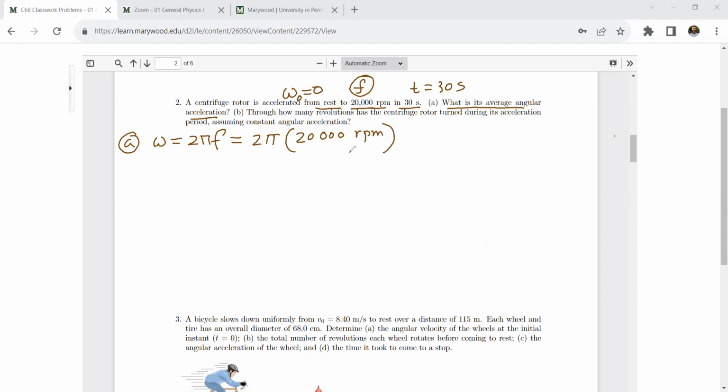Now you know that RPM means revolutions per minute, and it's not a standard international unit, so we have to convert it into revolutions per second. We can do it by dividing it by 60. Then it is revolutions per second. So this number is now in revolutions per second. When you multiply it by 2 pi, it gives us something like this.